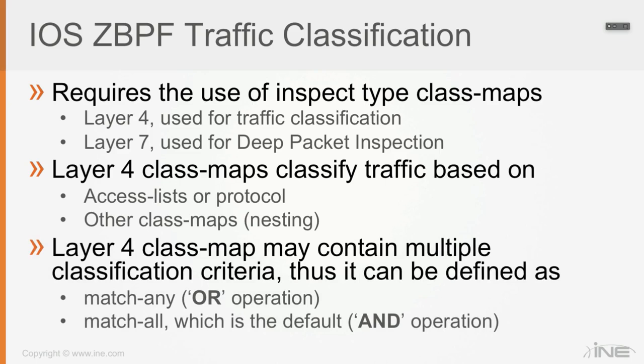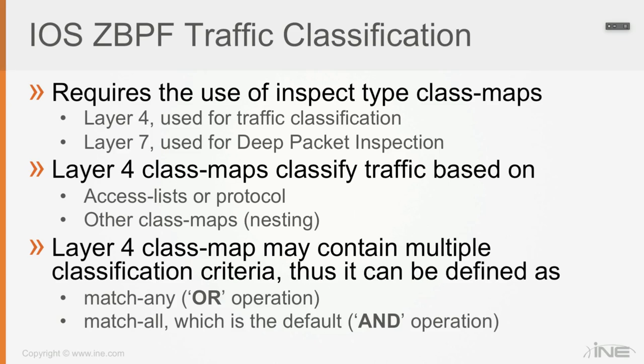Now a layer 4 class map may contain multiple classification criteria, multiple match statements. Thus, when you define a class map, it can be defined as a match any, which means it's an OR operation between the entries in a class map, or a match all, which is the default class map type, which means it's going to be an AND operation between the conditions in the class map. So with the AND operation, it means that all criteria in the class map have to be met. All match statements have to be met successfully in order for traffic to match on that class map.